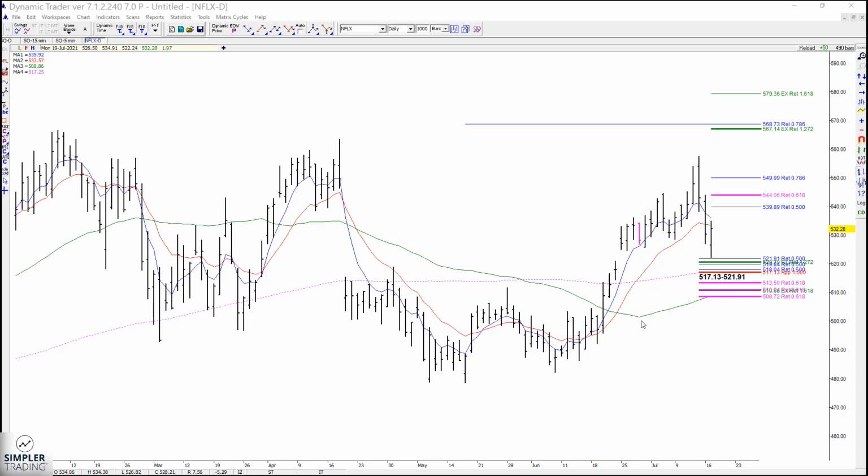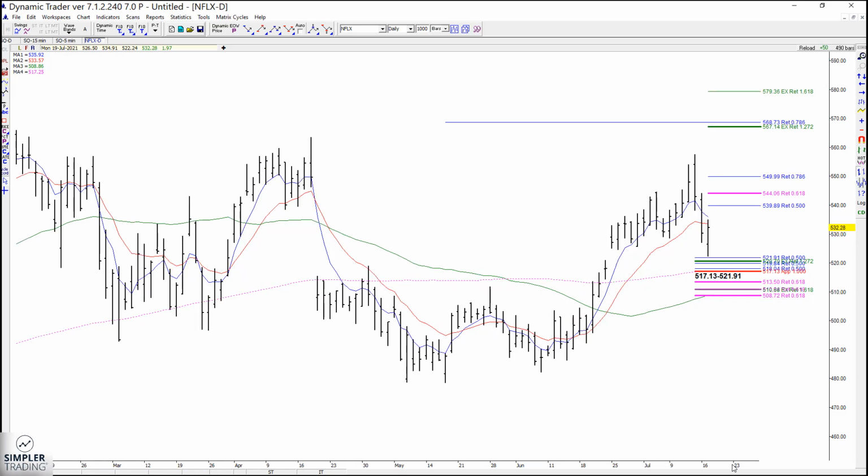I just wanted to give you a quick setup that I see here in NFLX. I really like NFLX because we have a royal setup in NFLX. We're above the 200, which is the pink dotted line. We're above the 50, which is the green line. And the 5 and the 13 are on a buy.